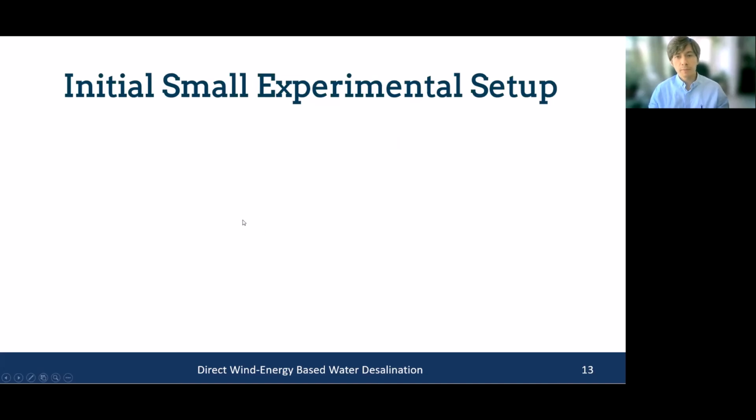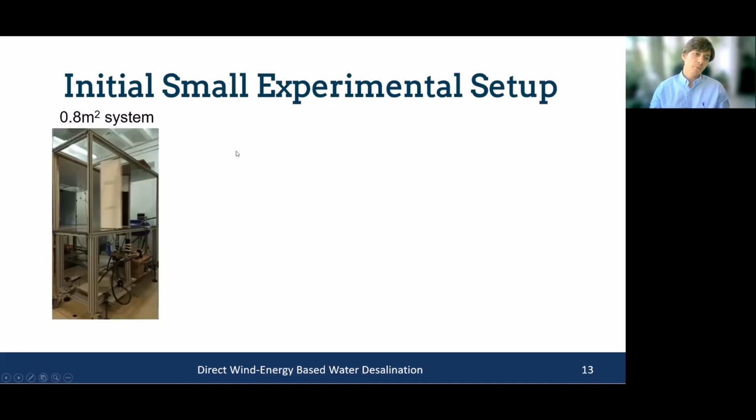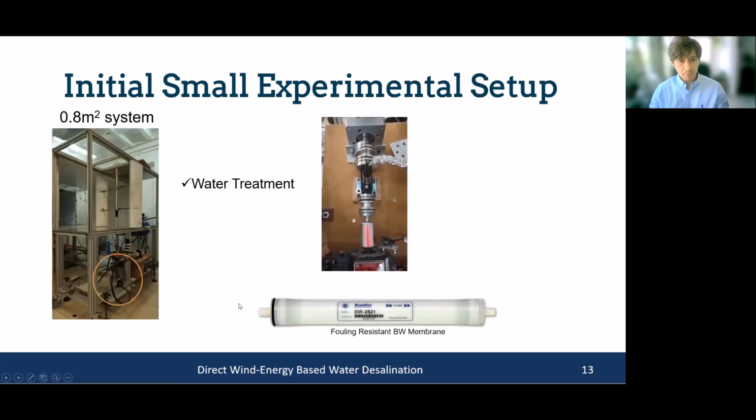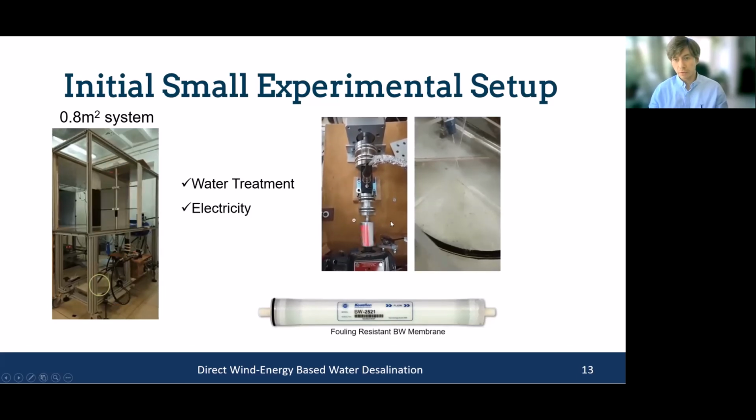So the initial small experimental setup in our lab is a wind turbine with a 0.8 square meter cross-sectional area. And we have a lot of sensors and a lot of electronics in order to optimize the system. We use water treatment. Specifically, we use reverse osmosis fouling-resistant brackish water membranes, several different ones, and pre- and post-treatment systems. We can produce electricity using the high pressure brine coming out of the nozzle.